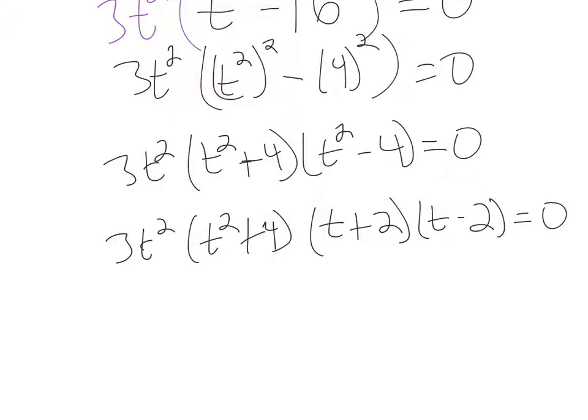Fantastic. So now I'll leave it up to you guys to set each of these terms equal to 0 and solve for the different values of t. I'll show you the easy ones. This is going to be 0. This would be negative 2. And this would be a 2. So set this bad boy equal to 0 and see if you can solve for the other missing values of t.